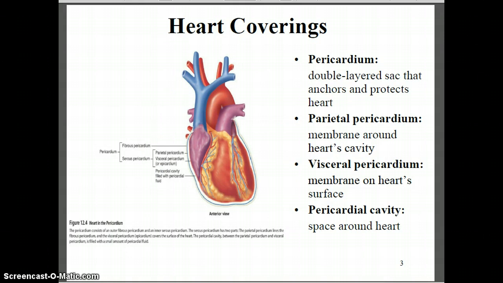The coverings of the heart are called pericardium. Peri means around, and cardium refers to heart. The parietal pericardium is the membrane around the cavity, not adhering to the heart itself. And there is a space between the parietal pericardium and the visceral pericardium. The visceral pericardium is the membrane that adheres actually to the surface of the heart. The pericardial cavity is the space around the heart between those two membranes.